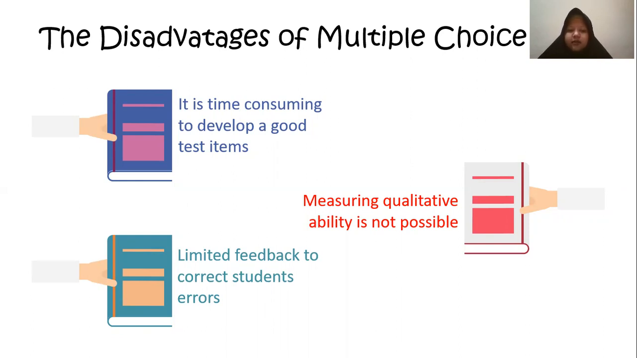And then the last disadvantage is limited feedback to correct students' errors. Actually, after the students finish answering the multiple choice questions, they are only given the correct answer and their incorrect answer without a detailed explanation. But the teacher can still give a deep or detailed explanation in another chance or in another meeting. I think that's all for me.